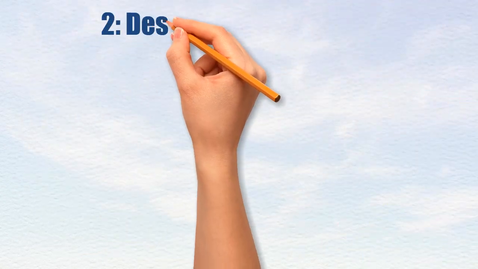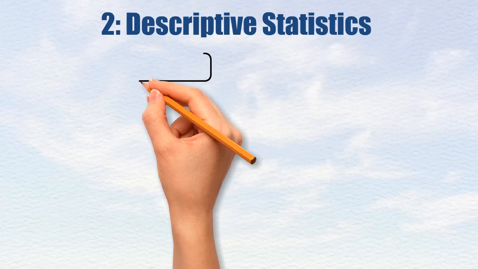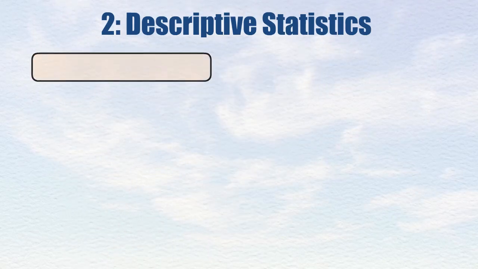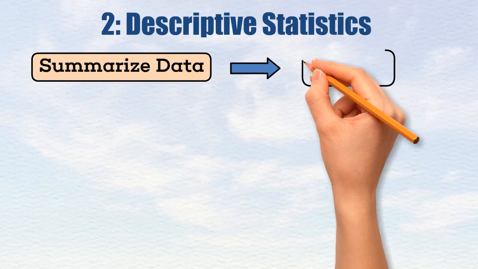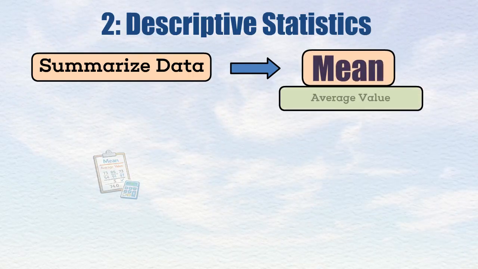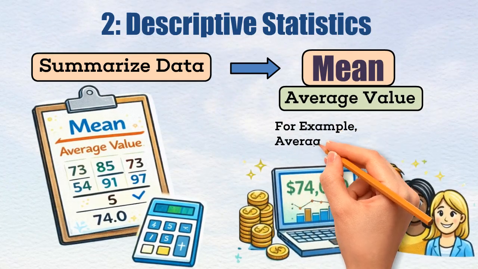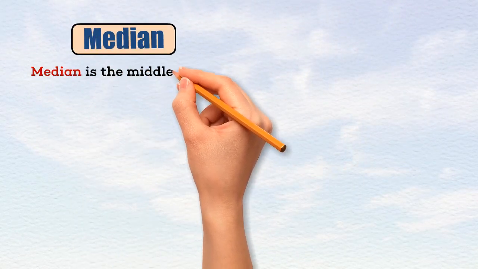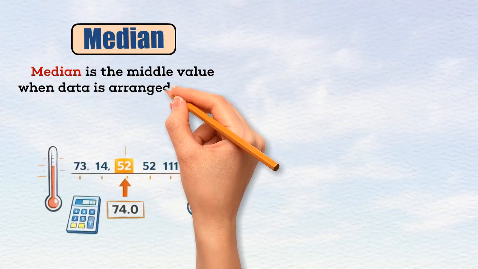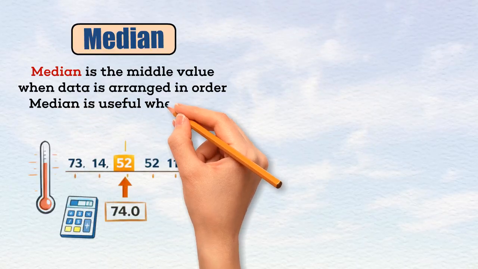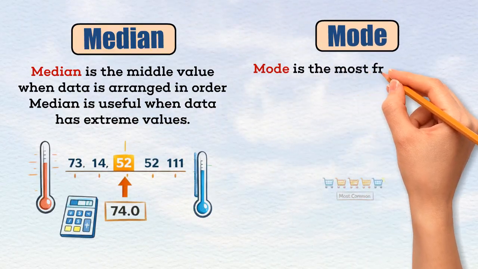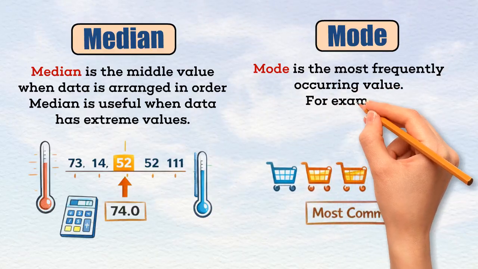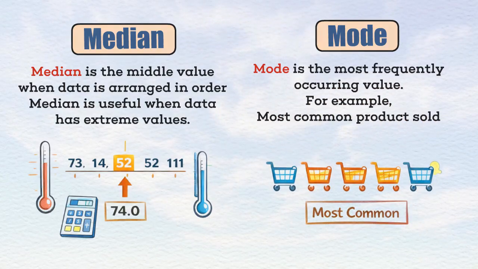Next is descriptive statistics. Let's start with descriptive statistics. Descriptive statistics helps us summarize data. The most common measures are mean. Mean is the average value. For example, average salary of employees. Median. Median is the middle value when data is arranged in order. Median is useful when data has extreme values. Mode. Mode is the most frequently occurring value. For example, most common products sold.